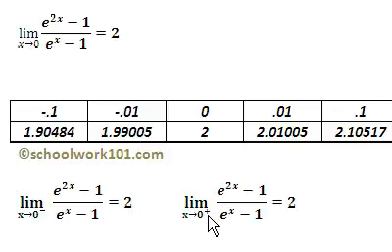And this plus sign means that we're coming in from the right-hand side, and the limit is also equal to 2. If both of these numbers are the same, then we can say the limit as x approaches 0 is equal to 2. However, if these two numbers are different, then this limit does not exist. Limit does not exist. So this down here is known as one-sided limits.